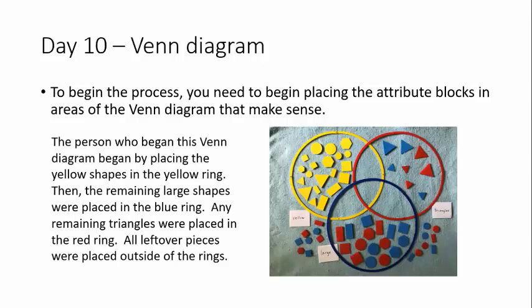So to begin the process, you need to begin placing attribute blocks in areas of the Venn diagram that make sense. So the person who began this one began by placing all the yellow shapes in the yellow ring. The next step was to put the remaining large shapes in the blue ring. Remember that ring represents the large attribute. The triangles went in the red ring, and then all leftover pieces were placed outside.